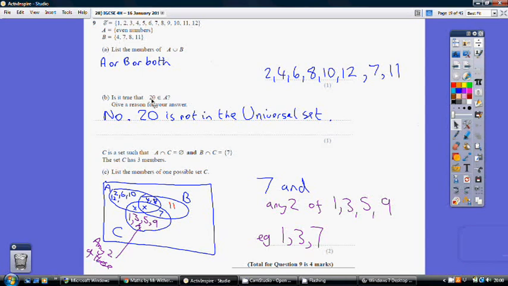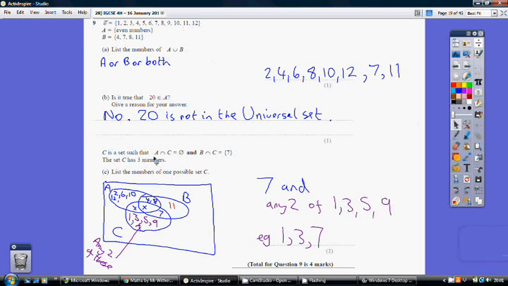Now, is it true that 20 is a member of A? So is 20 a member of A? Is 20 an even number? Well, be careful. On the face of it, you'd be tempted to say yes, because 20 is an even number. But remember, the only numbers in town, the only numbers that are part of our universe, is this universal set up here. So these are the only numbers that exist for the purposes of this question. So no, 20 is not in the universal set. So 20 therefore can't be a member of A.